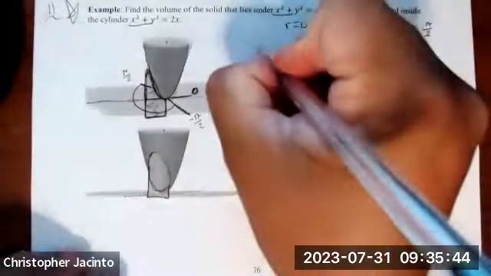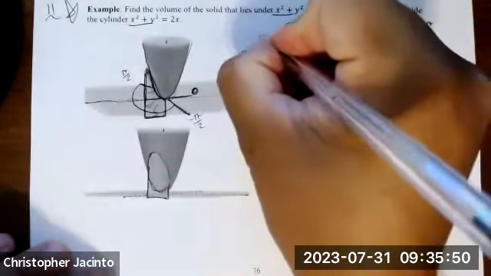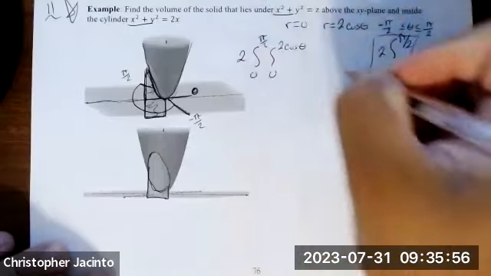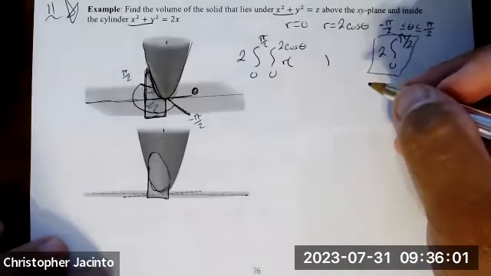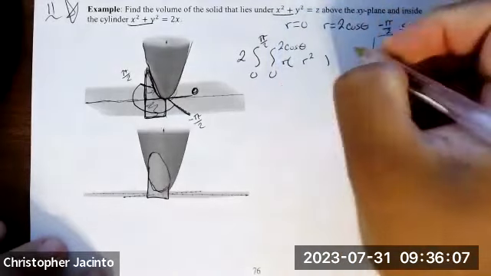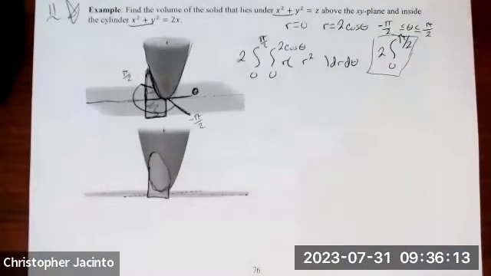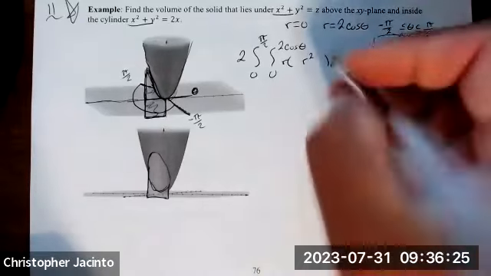Okay, so now we take the double integral. We're going to go from 0 to pi over 2, and I'll leave that at the very end. R is from 0 to 2 cosine theta. R times our region, so plug it in here, we get R squared, dr d theta. Okay, all right, so looks easy enough, right?